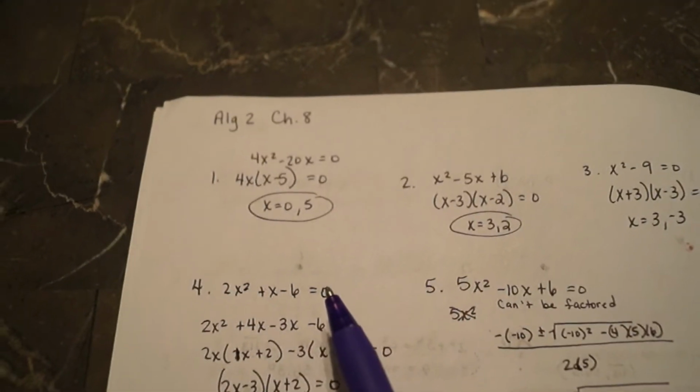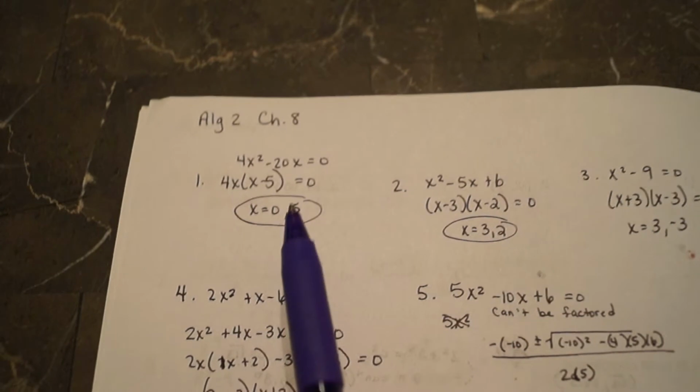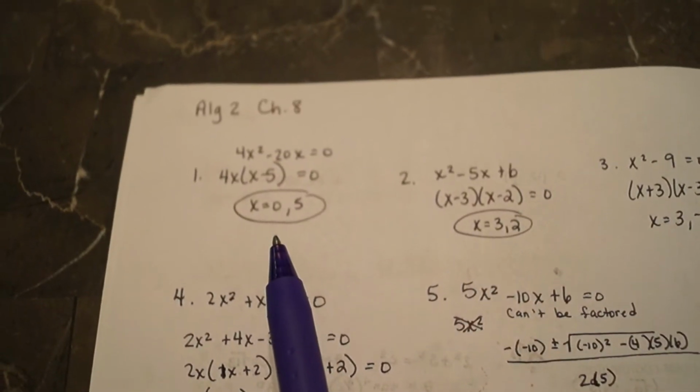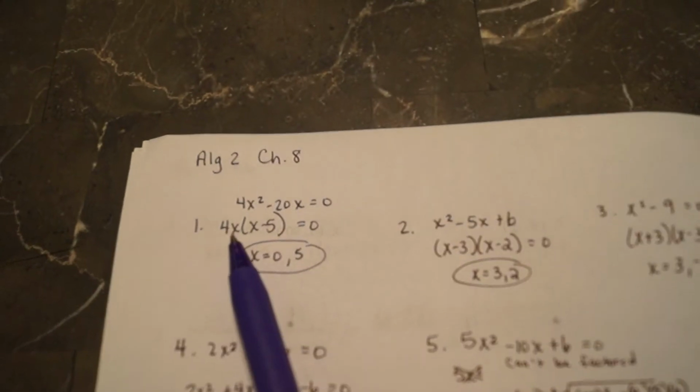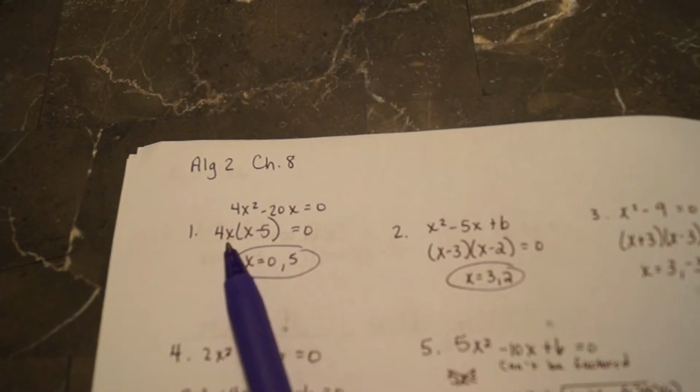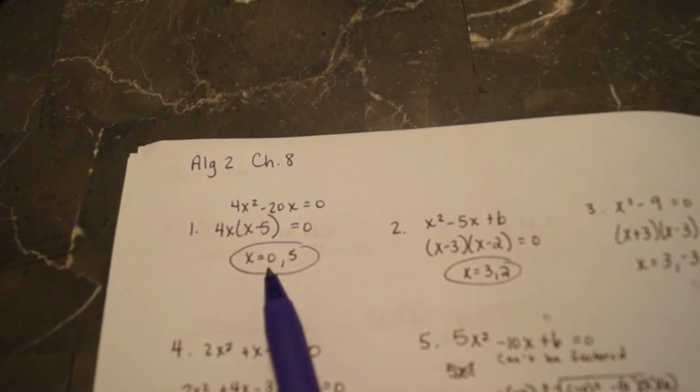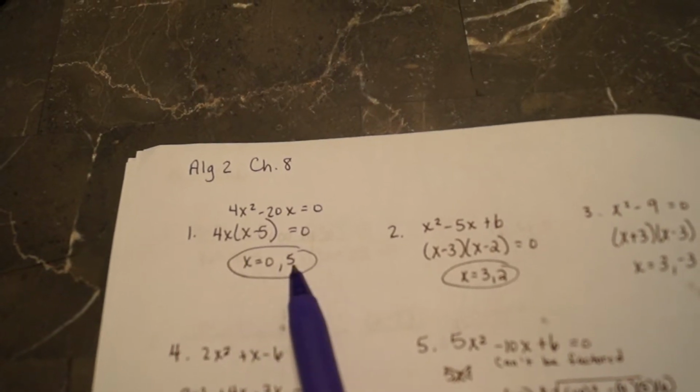All right, here's the chapter 8 solutions. I know we went over some of these when we met, but just so you see them. So first we just have some pretty standard factoring. Here I took out a GCF, and then I put each piece equal to 0. So 4x equals 0 gives me the 0, and x minus 5 equals 0 gives me the 5.